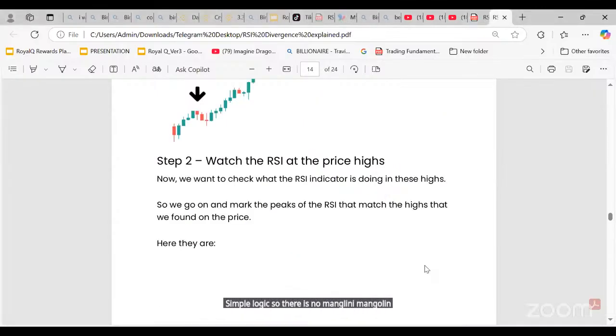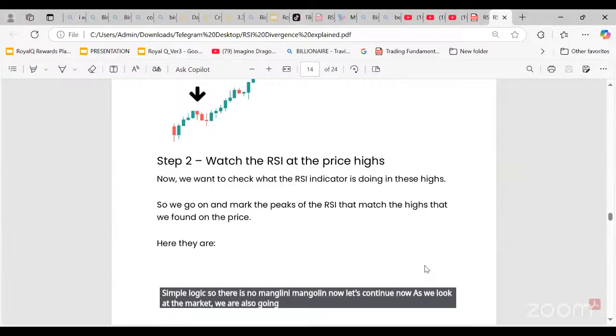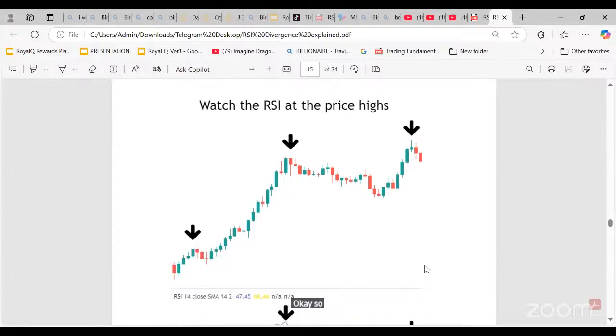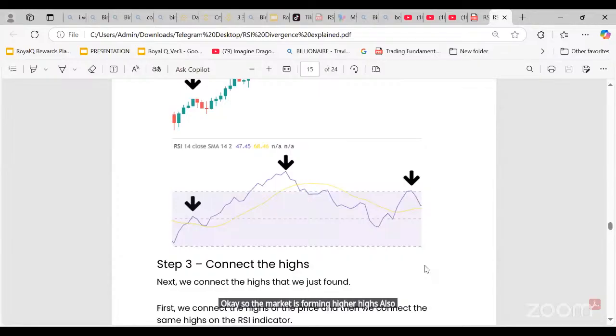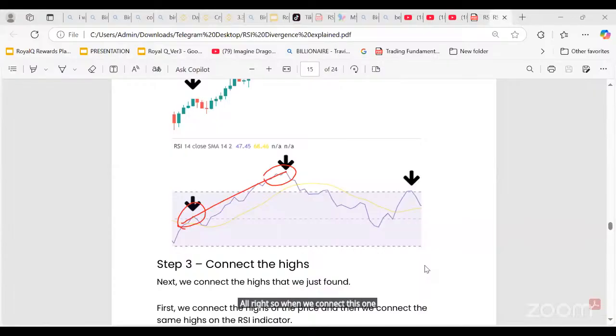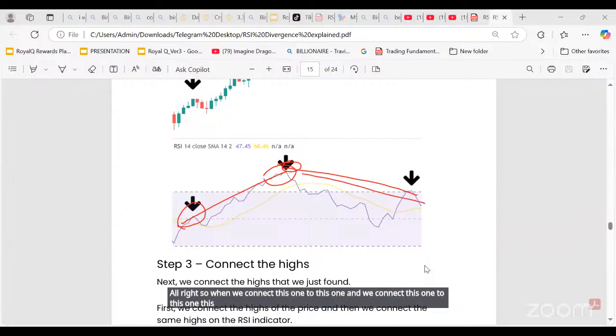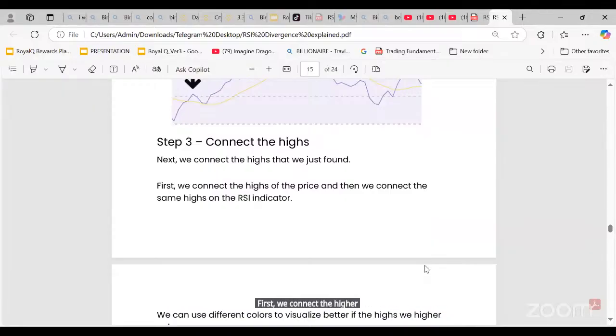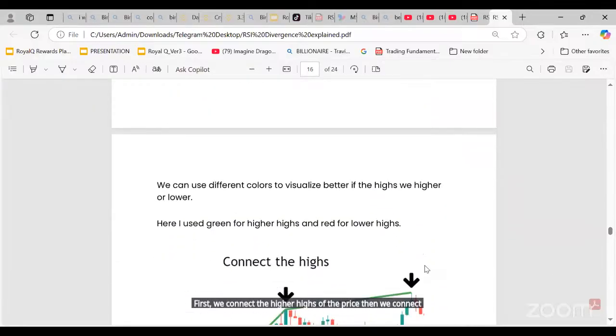Now let's continue. As we look at the market, we are also going to look at what the RSI indicator is doing. The market is forming higher highs, and we also need to look at the RSI. When we connect this high to this one, it is sloping down, while up there it is moving up. Step 3, connect the higher highs we have found. First, we connect the higher highs of the price, then we connect the same higher highs of the RSI.